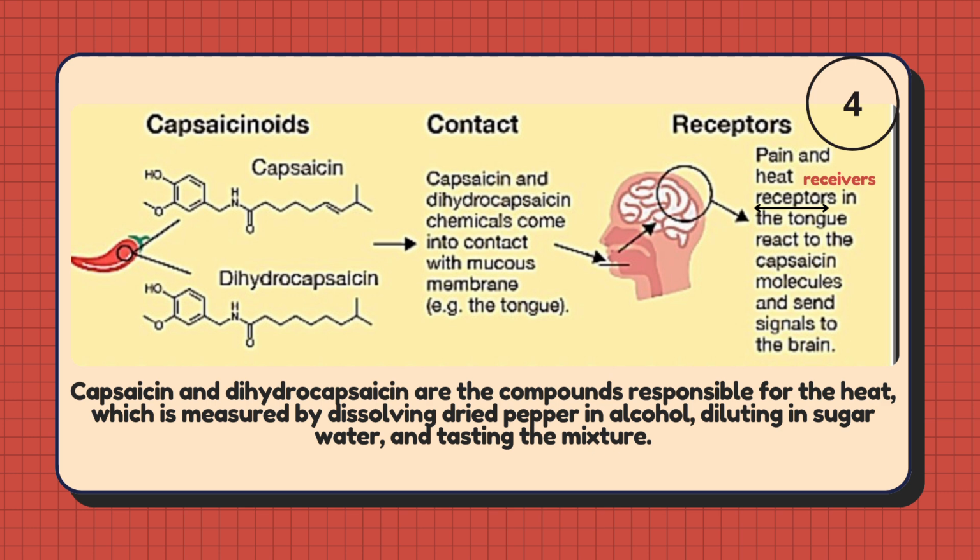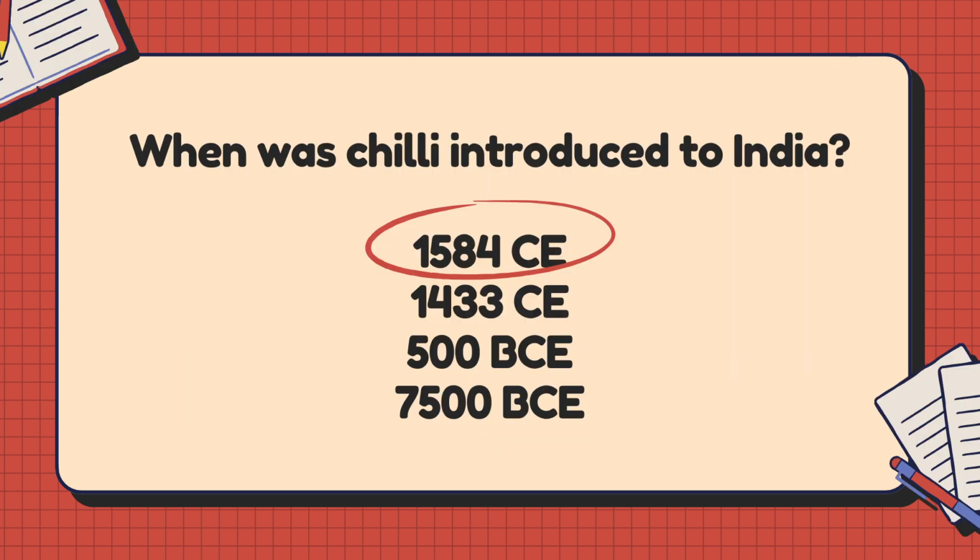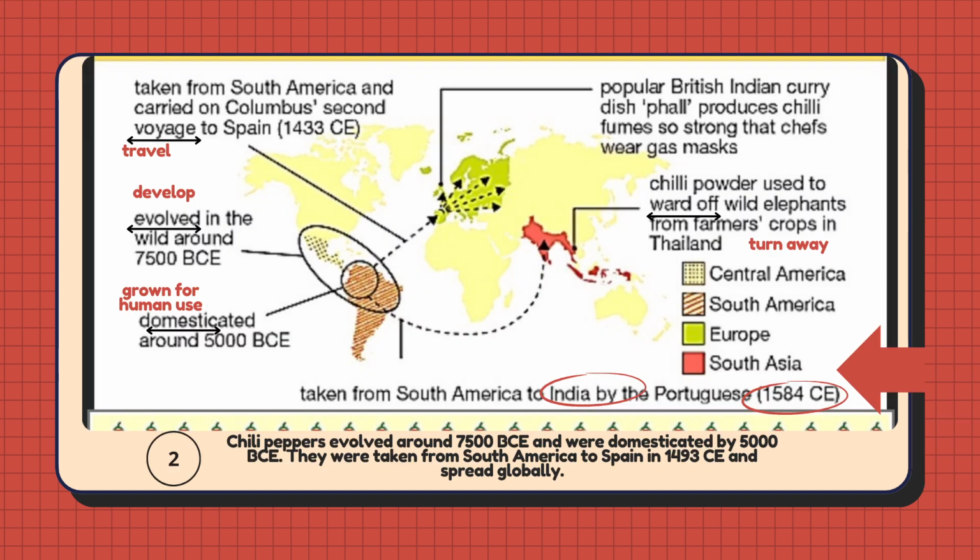So again, in this text, you will find that capsaicin and dihydrocapsaicin are the compounds responsible for the heat, which is measured by dissolving the dried pepper in alcohol, then diluting in sugar water, and then tasting the mixture. So the answer to the question, when was chili introduced to India? The answer is 1584 CE. And the source is from the second part of the text. You see that circle: taken from South America to India by the Portuguese, 1584 CE.